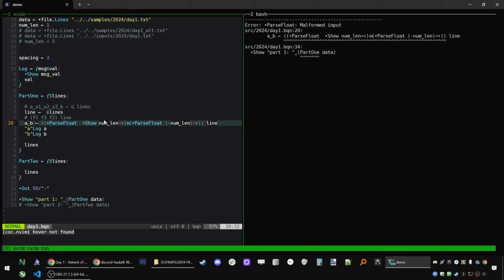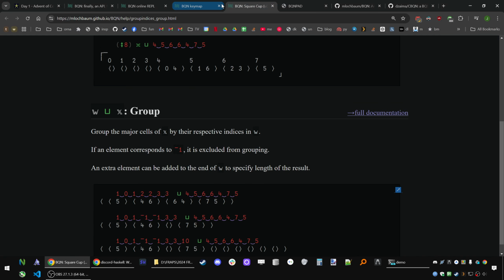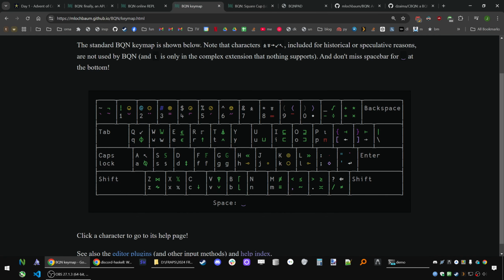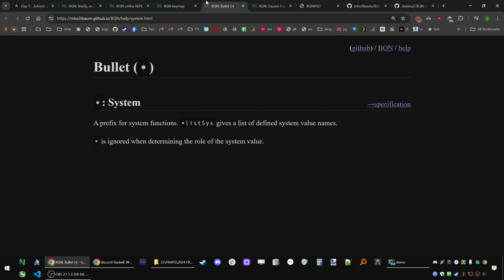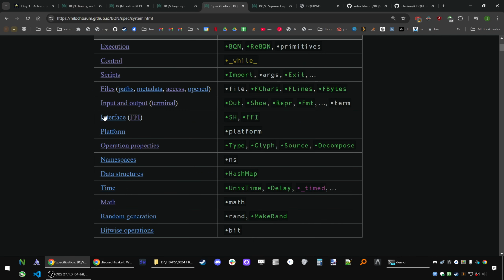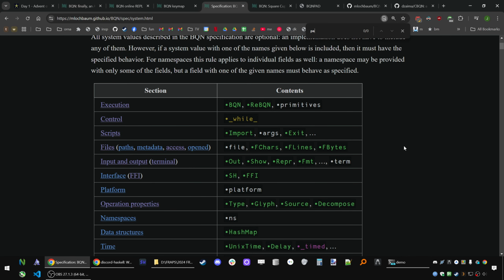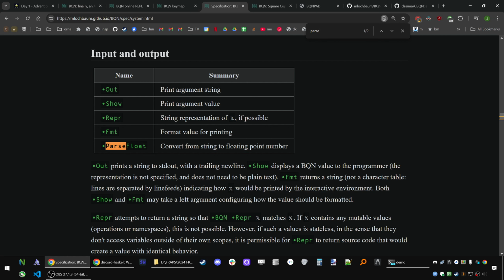But you'll have to trust me in that it's happening. Doing a lot of talking, not a lot of coding, but that's how I like it. So where's our system function? Here we go. System, list them sys, and we'll find a parse float probably in here. Yeah, you have to do a lot of searching in here.